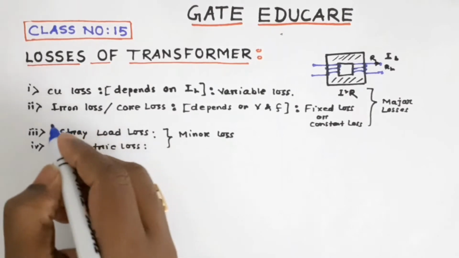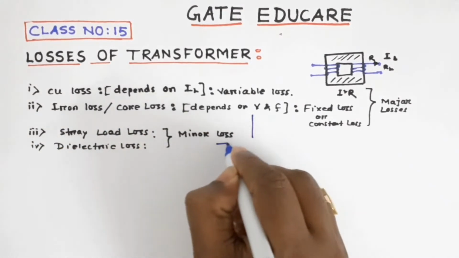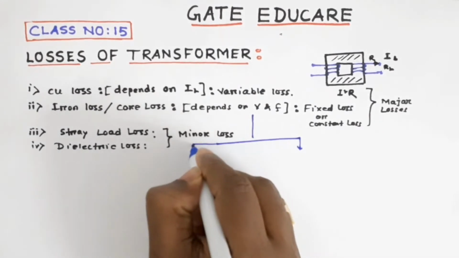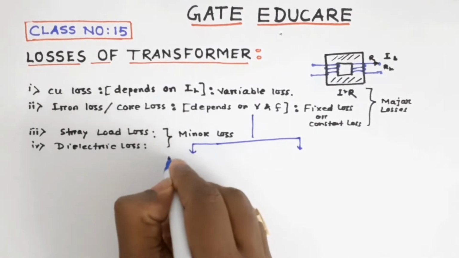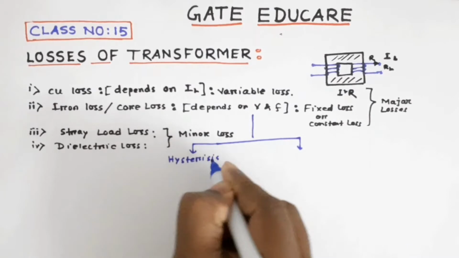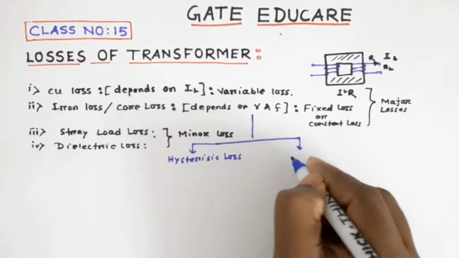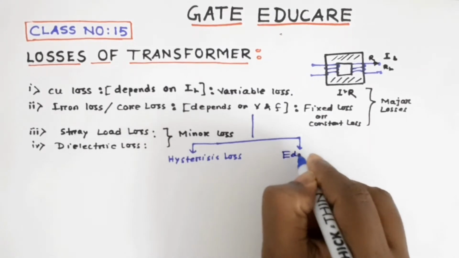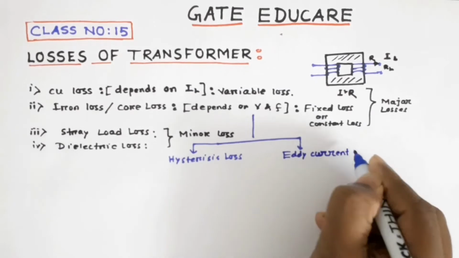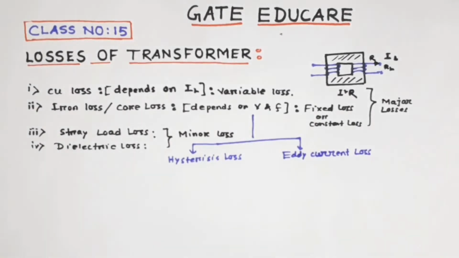Now, the iron loss or core loss can be classified into two categories. Number 1, hysteresis loss. And next one is eddy current loss. What is hysteresis loss? What is eddy current loss? Will be explained in the next video very clearly.